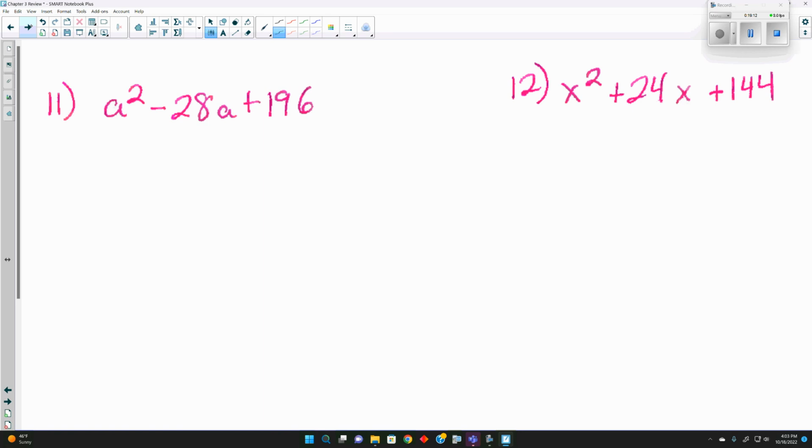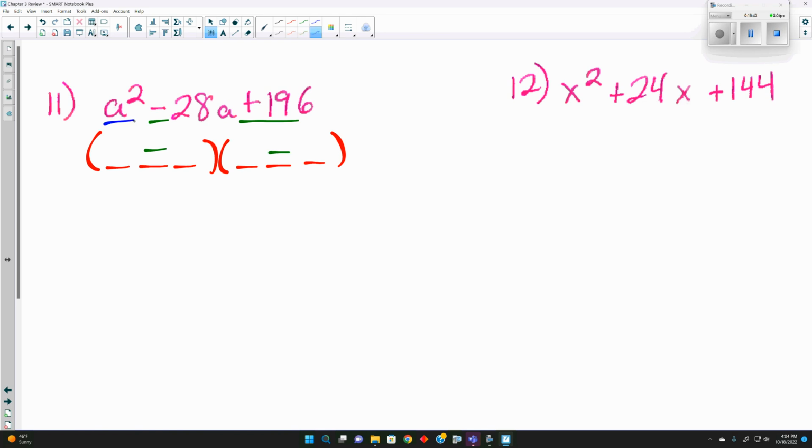Now 11 and 12 are not difference of perfect squares, but we can treat them the same way as we're doing normal factoring. The first thing we look for is the greatest common factor. And here there is not one. So we can do our 2 sets of parentheses with 3 spaces. Then we can look at our sign. So we look at the third term. If the third term is positive, the signs are the same and they match the sign of the middle term. So here it's positive and negative, so they're the same and they match the sign of the middle term. So we'd have negative and negative.